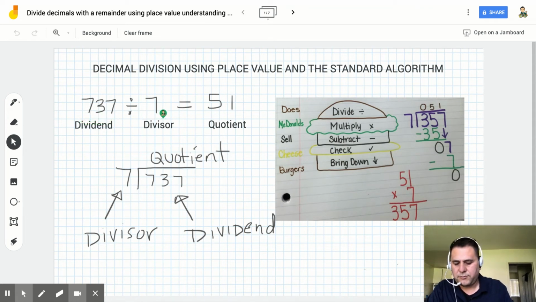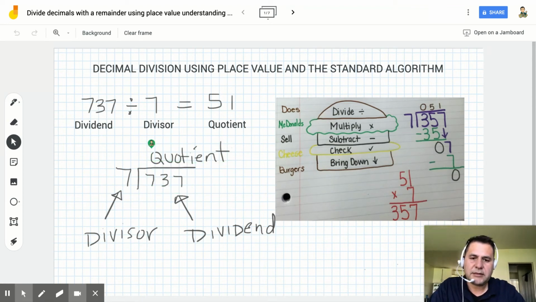Vocabulary is important. The dividend is 737. The divisor, or the number of groups, is 7. And the quotient, or the answer to the division problem, is 51. The way you set it up is you put the 7, or the divisor, outside, the dividend goes inside, and the quotient, or the answer, goes on the top.